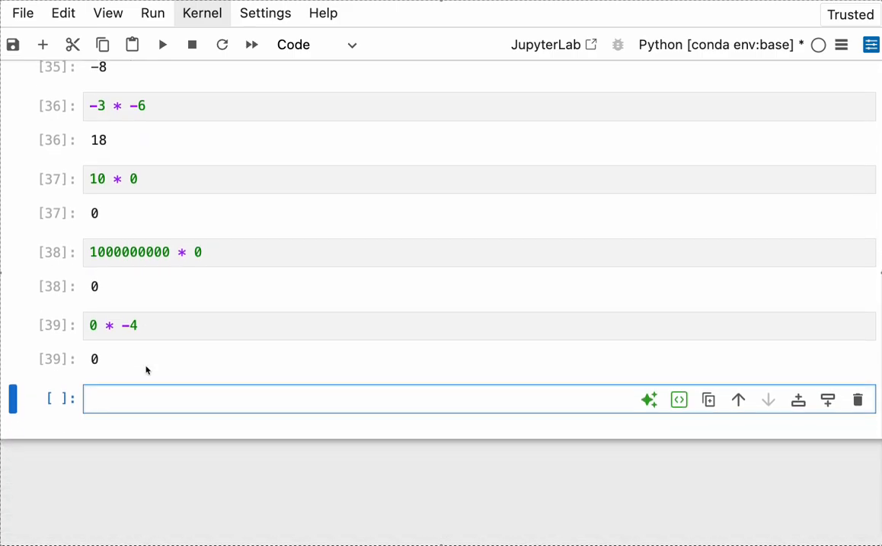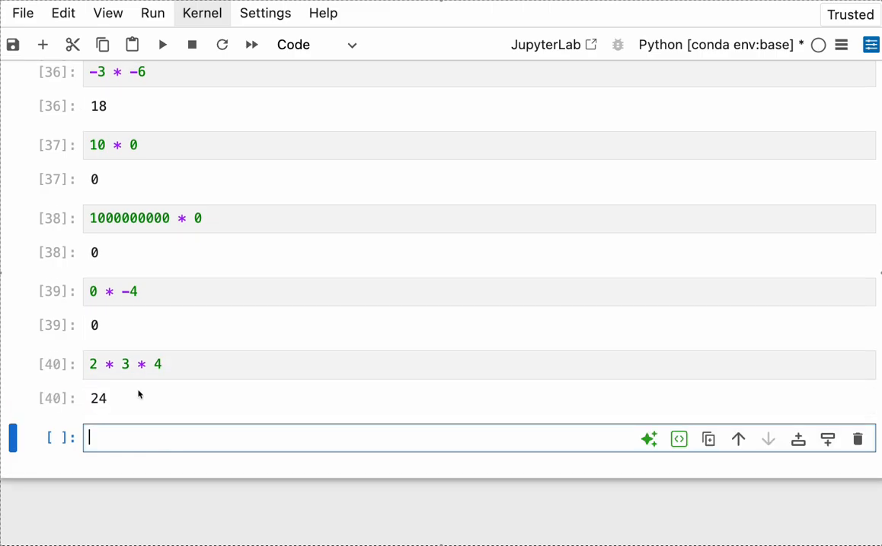Let's look at something else that is fun. Let's say chained multiplication in Python. We've been doing just two numbers: 0 and minus 4, 10 and 0, minus 3 and minus 6. But what if we want to multiply more numbers, maybe 3 or 4 or even more. We'll do 3 here. So let's say 2 multiplied by 3 multiplied by 4. So 2 times 3 times 4. And we run this, we get 24.